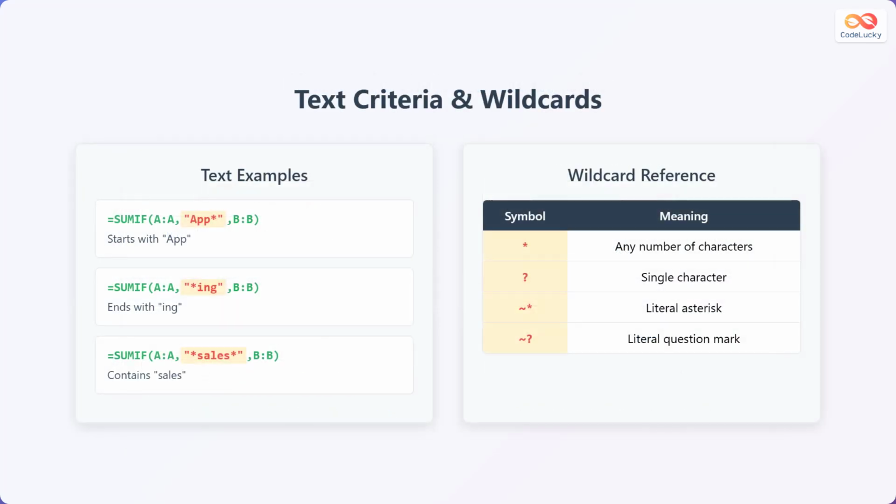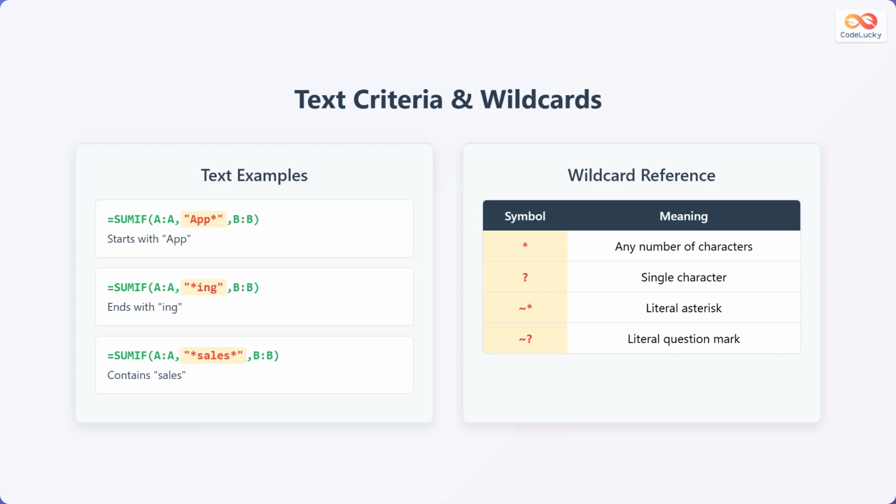The SUMIF function supports text criteria and wildcards, allowing for more flexible and dynamic summing. To sum values where column A starts with app, the formula is =SUMIF(A:A,"app*",B:B). The asterisk wildcard represents any number of characters.